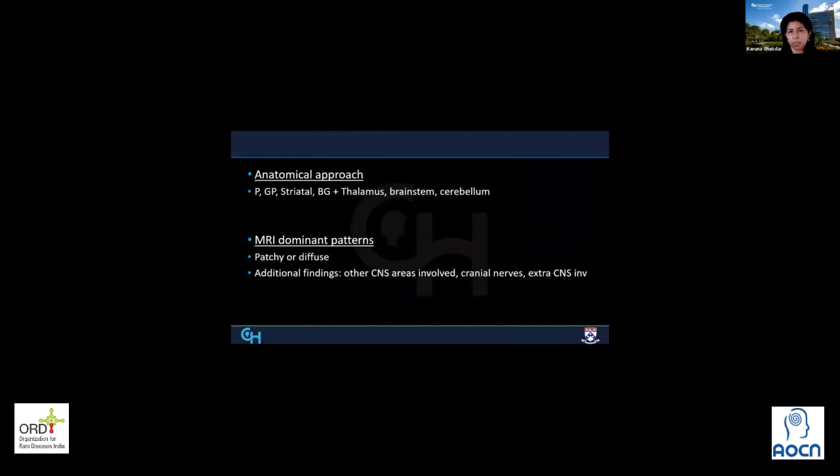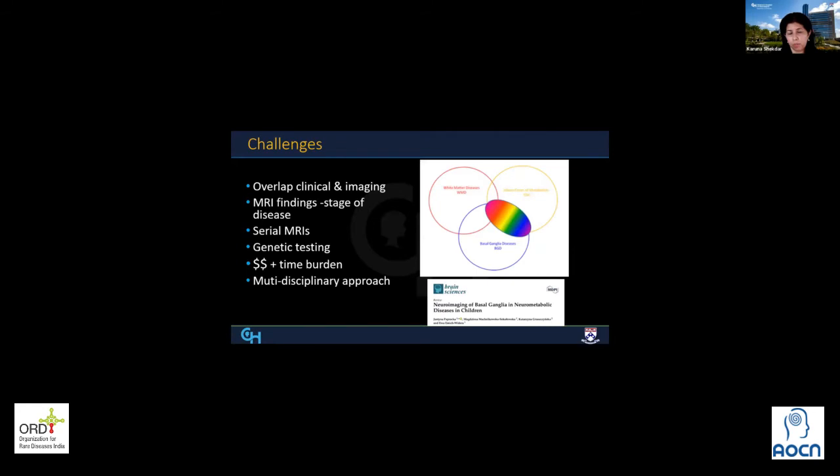Some other approaches can be based on the anatomy and conditions affecting each region, or you can look into details of the dominant patterns and of the signal and the changes seen on MRI. What I showed you was just based on etiology, but you can combine all these approaches and come to a more accurate diagnosis. But you have to remember, it is very challenging to diagnose gray matter disorders because there is significant overlap both in the clinical and imaging findings, and the findings depend on the stage of the disease. In many conditions, you need to do serial MRI.